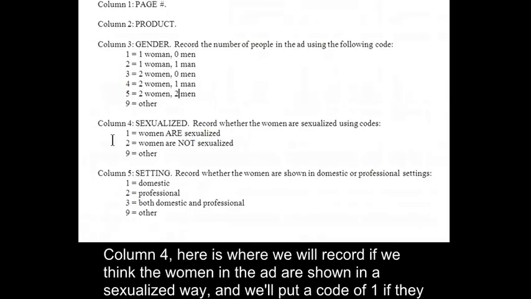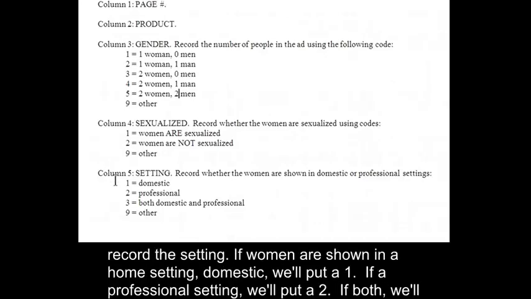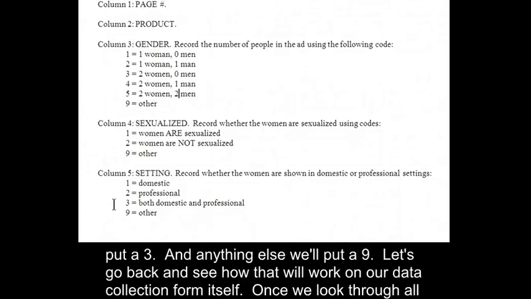In column 4, here is where we will record if we think the women in the ad are shown in a sexualized way. And we'll put a code of 1 if they are, and 2 if they're not. We'll put a 9 if there's something else going on, maybe if women aren't there at all. And in column 5, we will record the setting. If women are shown in a home setting, domestic, we'll put a 1. If a professional setting, we'll put a 2. If both, we'll put a 3, and anything else, we'll put a 9.